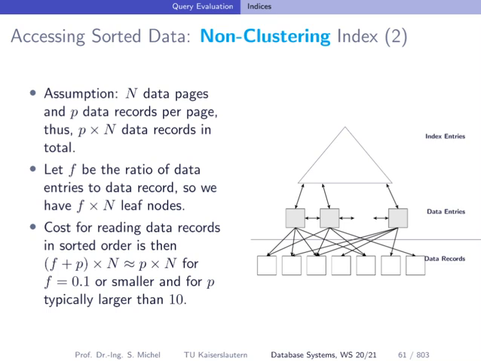So some simple calculation. We have a non-clustering index, as you can see in the same illustration on the right-hand side. We assume we have n data pages. So these are the data pages here. We have n of them. And we have p data records per page. A data record is a tuple of a table, like some student information for one student. And p denotes how many of these data records fit into one page. So in total, having n pages and p data records per page, we have p times n data records in total. So these are the ones which are stored here inside the pages, right?